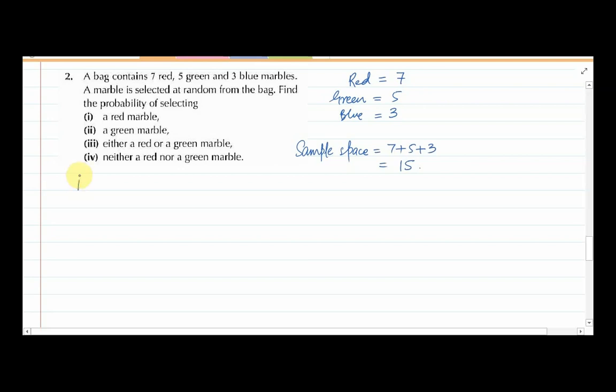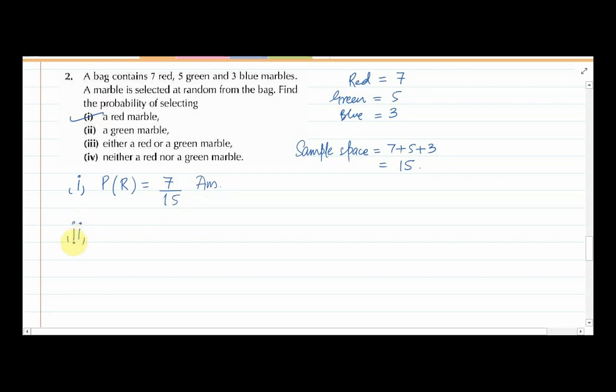For the first part, it says the possibility of a red marble. The possibility of a red marble is how many red marbles we have? We have 7 red marbles, right? We have 7 red marbles, so it will be 7 divided by, the sample space is 15, so it's 7 divided by 15. No need to write it in decimal. That is your first part answer, right?